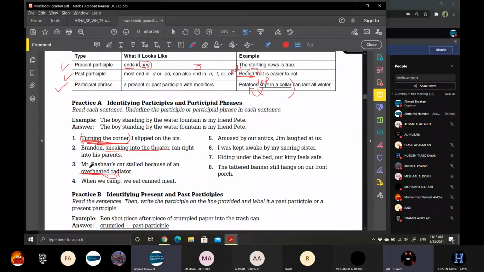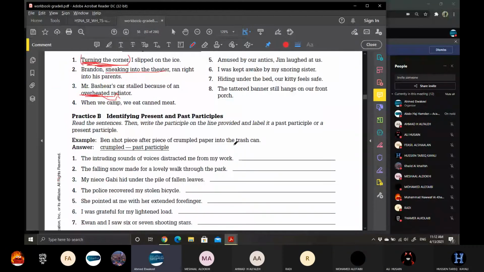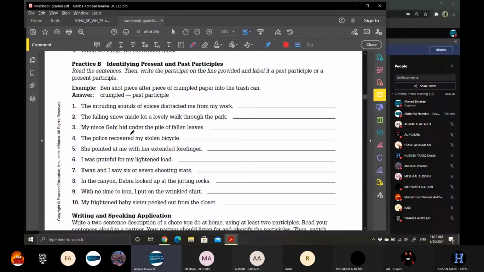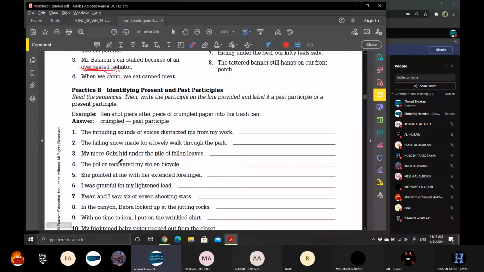Okay, teacher. And of course, the rest we have already solved all of it. In practice B, write the participle on the line and label it past participle or present participle. So perhaps in the exam, I'll bring to you one of these and tell you to choose the participle, or I'll write the participle, for example: the intruding sounds of voices distracted me from my work. So intruding, for example, I get it for you, and I say it's a past participle. Is that right or wrong? Of course, that's wrong, because here it's a present participle.